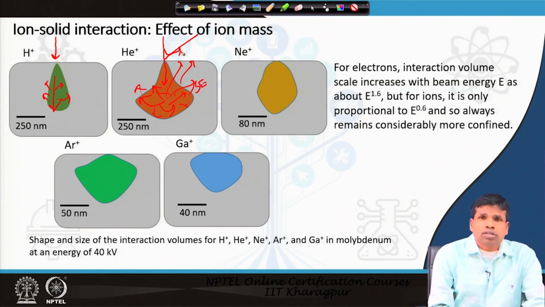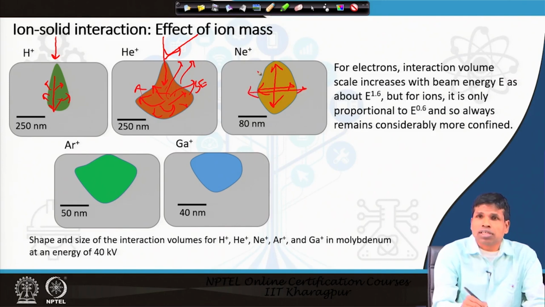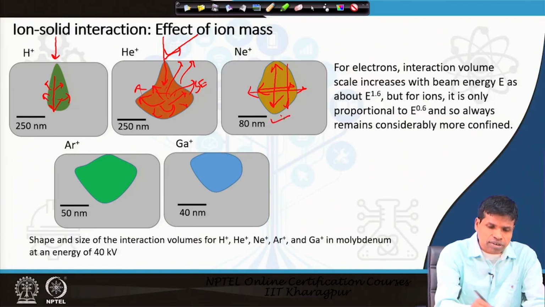Another important factor we can notice from this figure is that compared to helium, as you see for neon, the interaction volume is again less, and the interaction depth is less. The lateral direction will be more and more as we increase the mass, but the beam range, the depth, will certainly be less. You see the scale here, 80 nanometer, on the other hand it is 250 nanometer here.